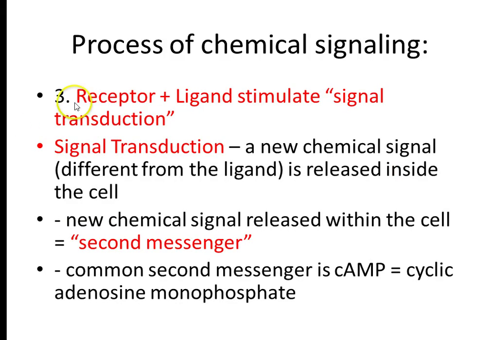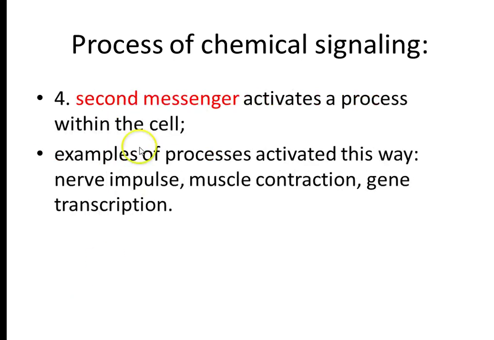Then the receptor combined with the ligand will stimulate what's called signal transduction. Now, signal transduction, this is where a new chemical signal, something different from the ligand that's held in the receptor protein, is released inside the cell. This new chemical signal that is now released within the cell is now our second messenger. Okay? And we don't need to worry about this part down here. Let's just go on.